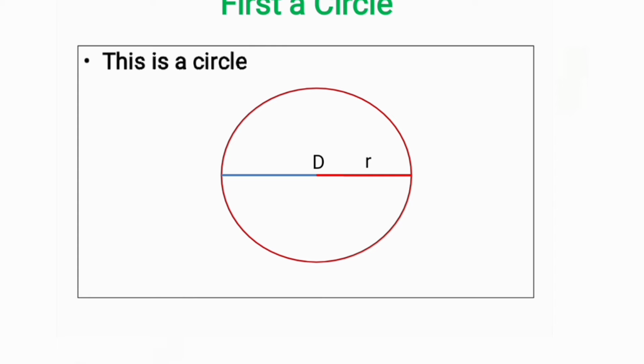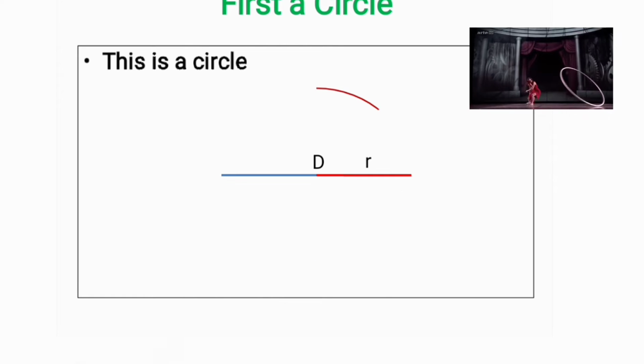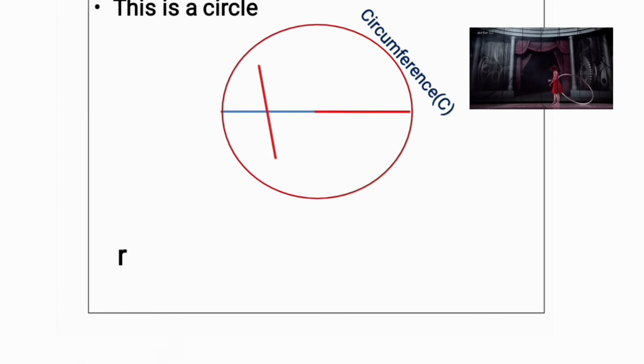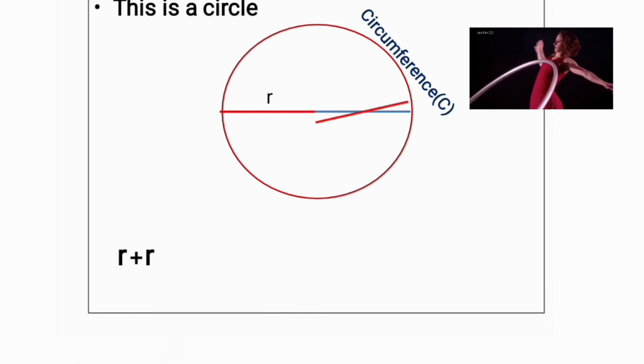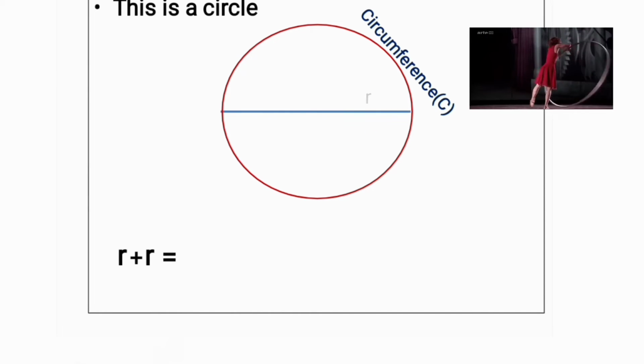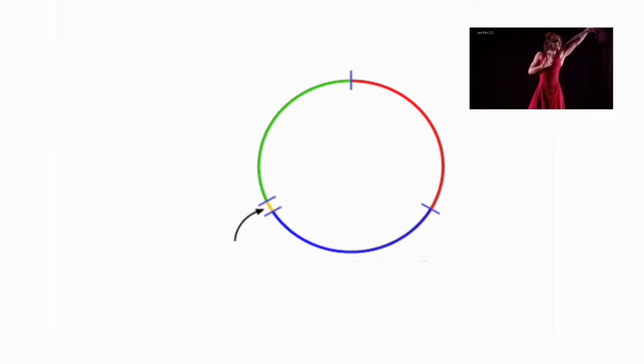Next, what is a circumference? The circumference is the distance around a circle. We will therefore need to add two radiuses to make one diameter. There you go. Add the first r and the second r to get one big D. So 2r is equal to D.